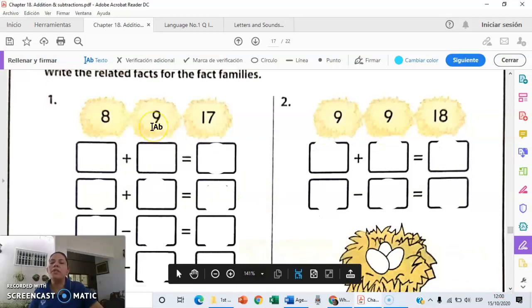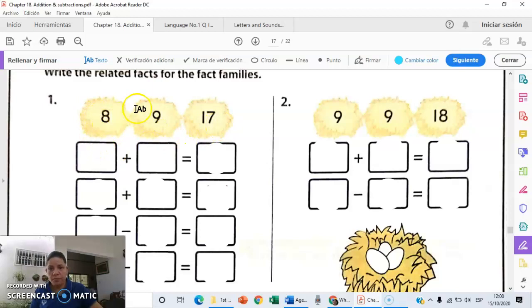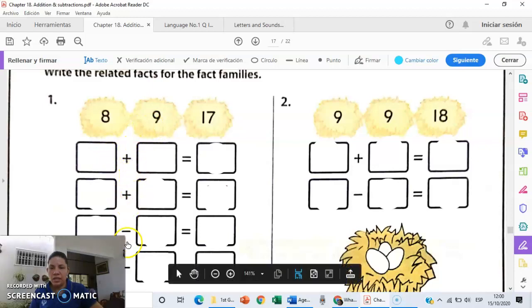So remember, related fact families have to be with three groups of numbers. And you always have a big one, and then you have two other smaller groups. So remember, you first made the two additions and then the two subtractions.